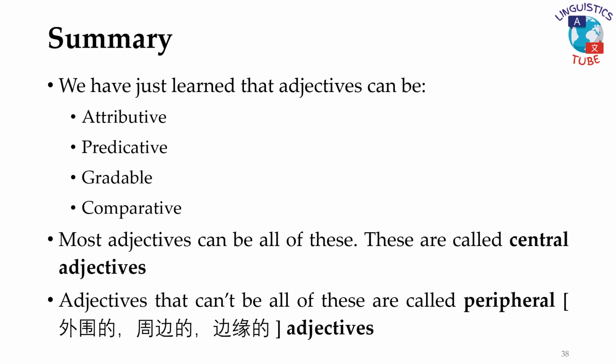The metaphor here is therefore a circle. The middle of the circle is the most perfect, prototypical type of adjective. And then, as you move away from the center towards the edge of the circle, the adjective becomes less ideal and perfect. That is the logic behind the terms central and peripheral adjective.